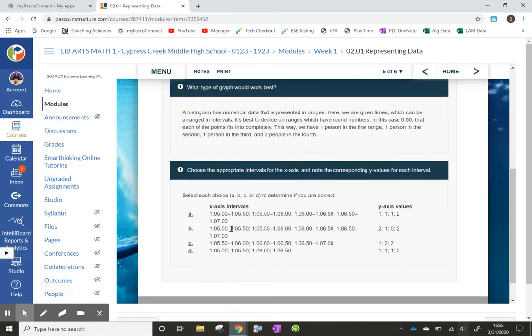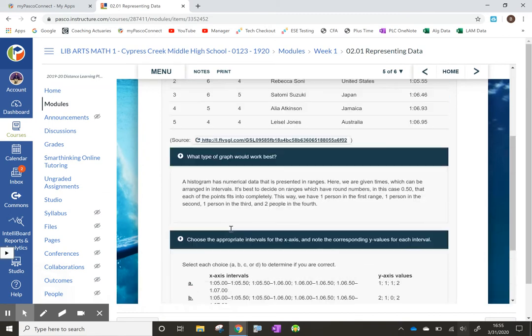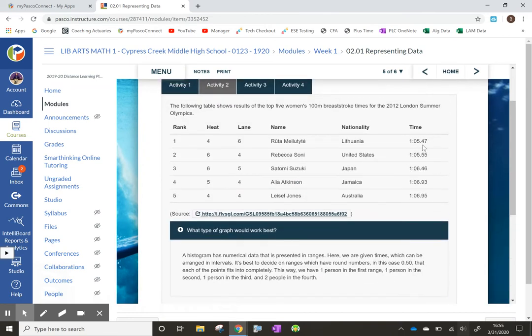So for example, I think they won't show us a histogram, but you would use a histogram here and you would say maybe 1 minute 5 seconds flat to 1 minute 5 seconds 0.5. And there'd be one person in that range for that part of the histogram because one person falls between 1 minute 5 seconds flat and 1 minute 5 seconds 0.5. Then the next range could be 1 minute 5 seconds 0.5 all the way up to 1 minute and 6 seconds, which means that Rebecca Soni would be the only person in that category.